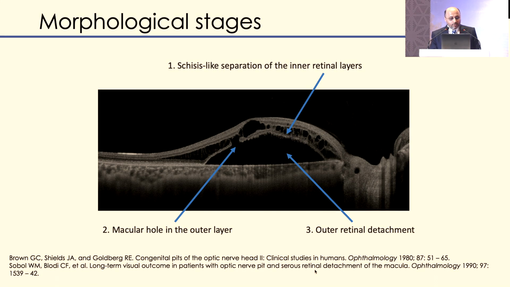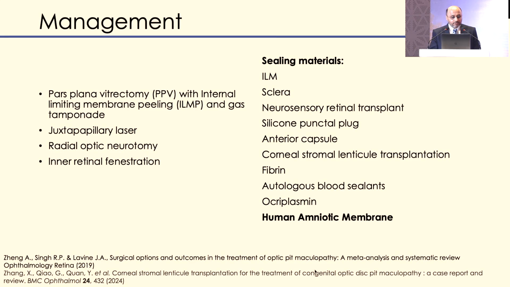If you see the morphology of an optic disc pit, the macular area would basically show a schisis of the inner layers, and then it can also show an outer macular hole and an outer retinal or neurosensory detachment. As far as management is concerned, it is basically about drying the macula and decreasing the traction. So pars plana vitrectomy is the mainstay. Basically, that means inducing posterior hyaloid separation, and also juxtapapillary laser to cause a barrage between the disc and the macular area, and optic neurotomy and inner retinal fenestration, which are not very popular.